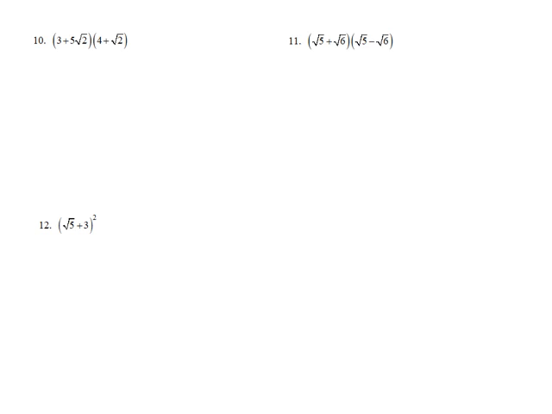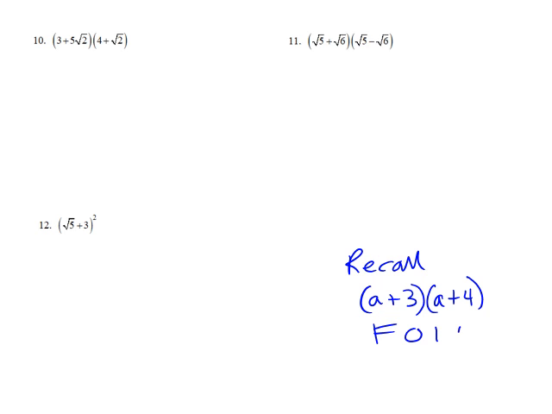In these next three examples, what we have are binomials multiplied together. And if you want to recall from polynomials, when we have a binomial like a plus 3 times another binomial like a plus 4, we're going to FOIL. We're going to do the first terms, so a squared, and then the outside terms 4a, the inside terms 3a, and the last terms 12. And then if we can, simplify.